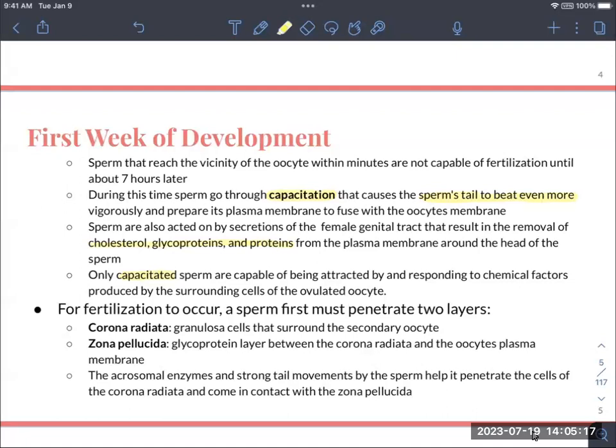So if fertilization occurs, that sperm has to penetrate that corona radiata and that zona pellucida to even allow fertilization to happen. On the top of the sperm, they have acrosomal enzymes. These enzymes, along with the tail moving back and forth, are what help the sperm to penetrate into that corona radiata and come in contact with that zona pellucida.